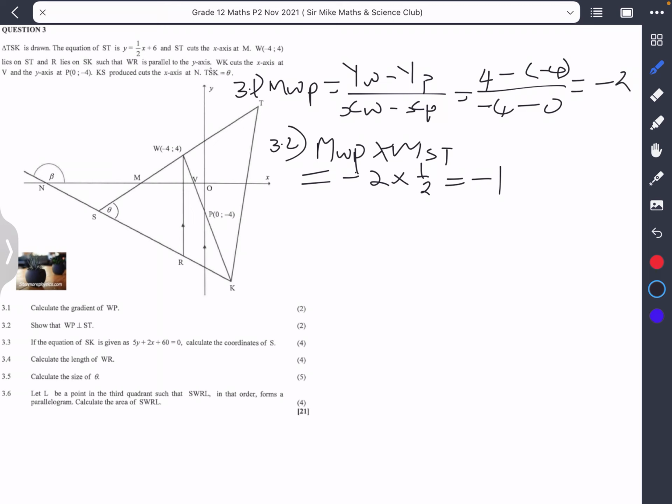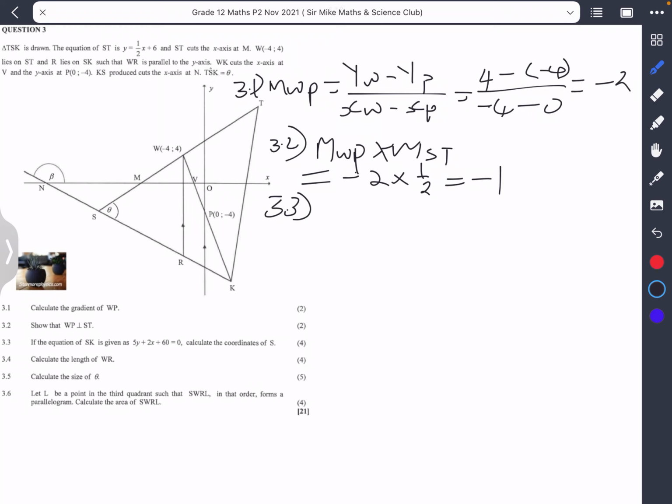So for 3.3, now normally the equation of a straight line goes like this. So it's y equals mx plus c, right? Now in this case, y would be the subject of the formula. So what I'm going to do is make this y the subject of the formula in that equation, so that now if I do that, remember I have 5y.